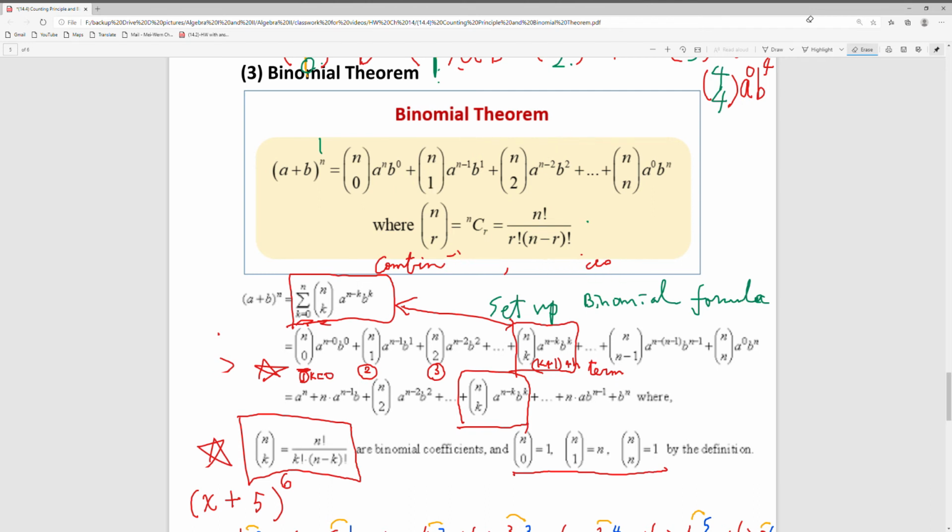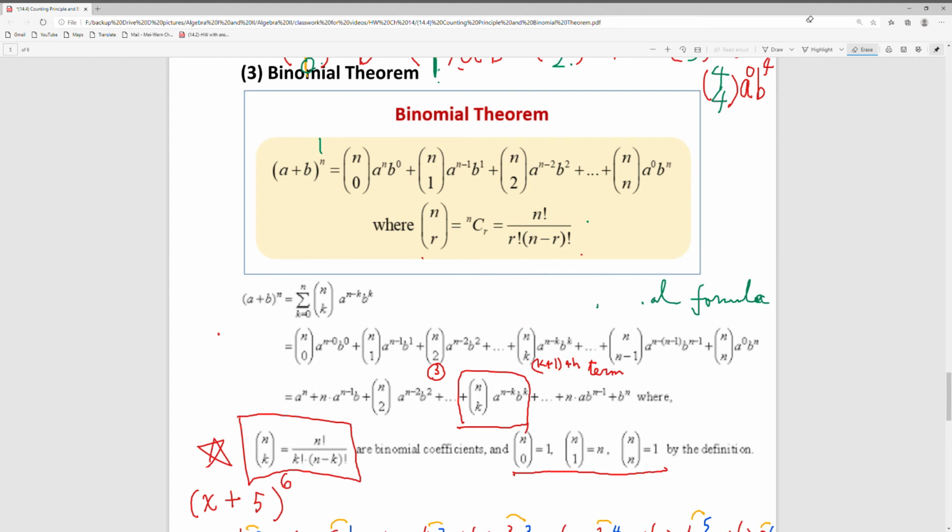So the formula in general, very easy to understand, is just the choices. The hardest part is, for each term, how you calculate the coefficient. And sometimes the question is not going to ask you to list every term here.